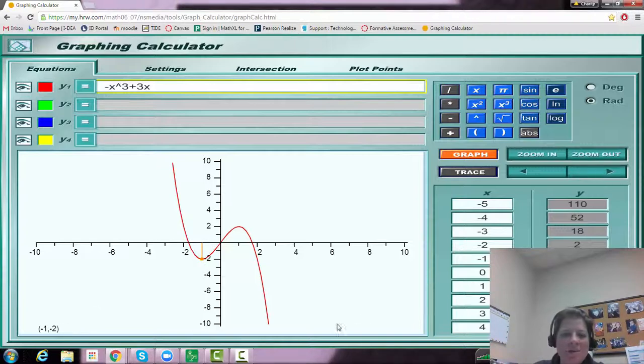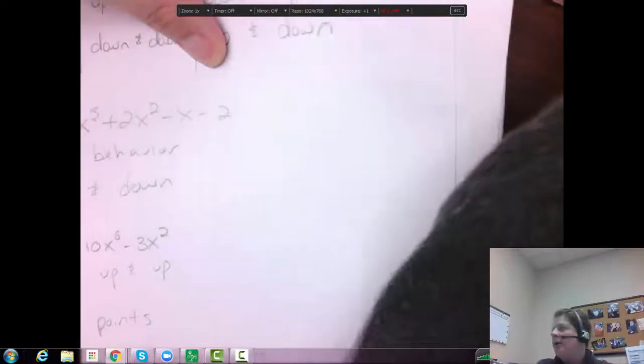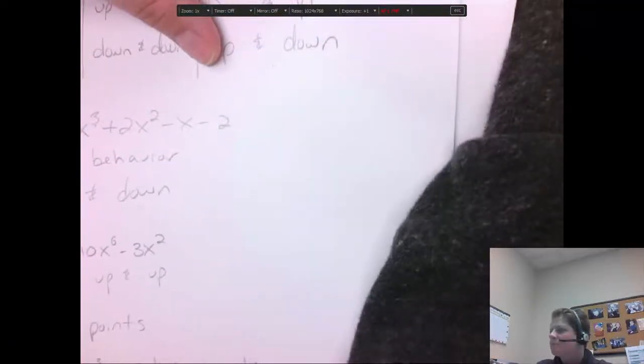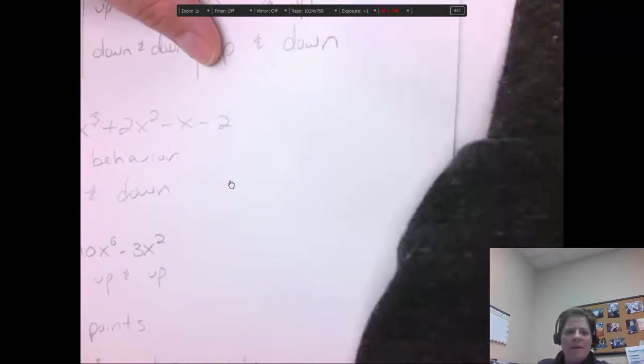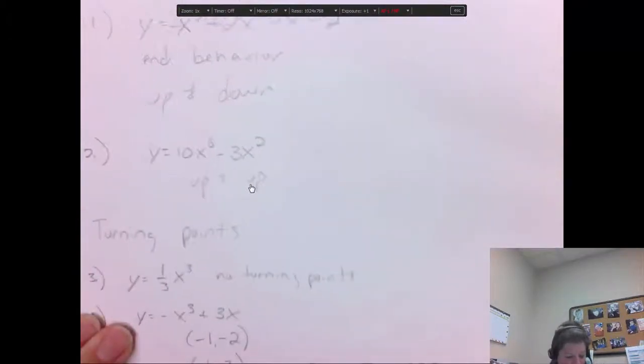It doesn't do exact, well, it did on that one, -1, -2, there's that point. And then if I move up, I'm trying to get exact 1, 2. It did do it exact. There's how you do it though, trace on this one. So you can do it the same way with that graphing calculator as the other one as well. Okay, so that's how we find our exact turning points.